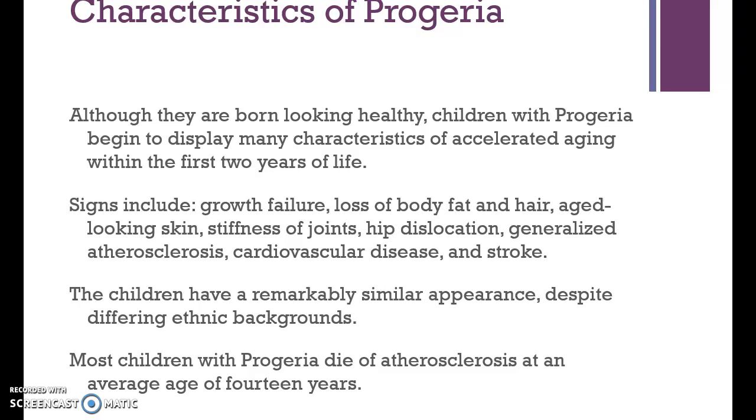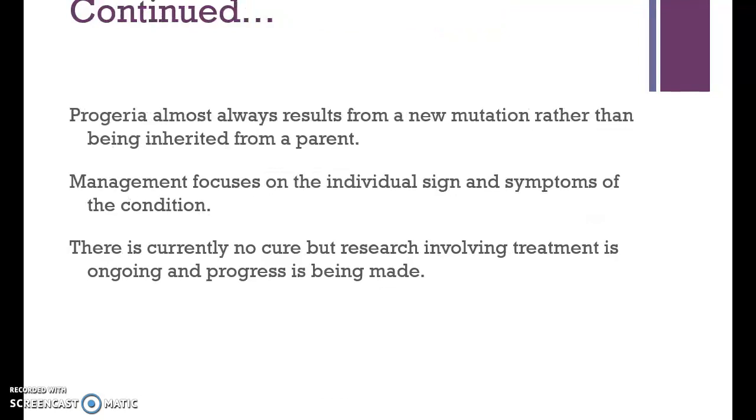Signs include growth failure, loss of body fat and hair, age-looking skin, stiffness of joints, hip dislocation, generalized atherosclerosis, cardiovascular disease, and stroke. The children have a remarkably similar appearance despite differing ethnic backgrounds. Most children with progeria die of atherosclerosis at an average age of 14 years.